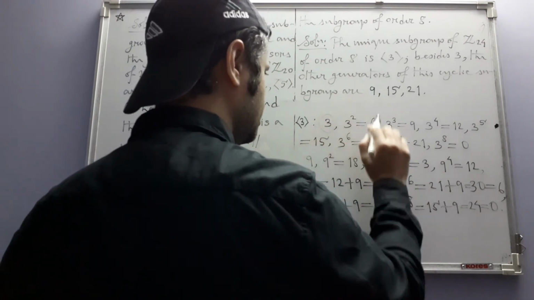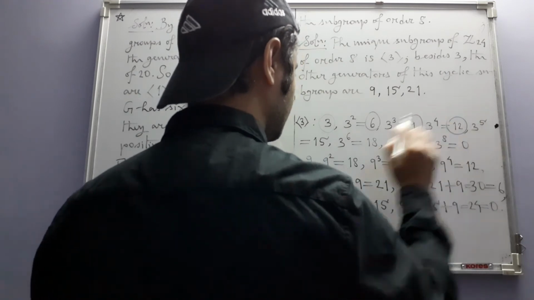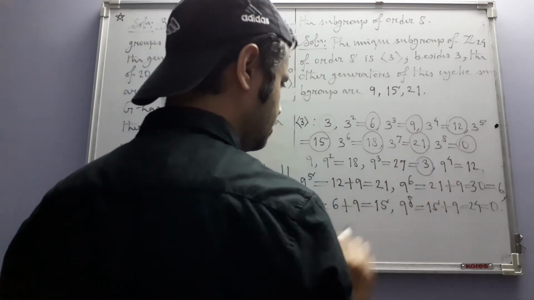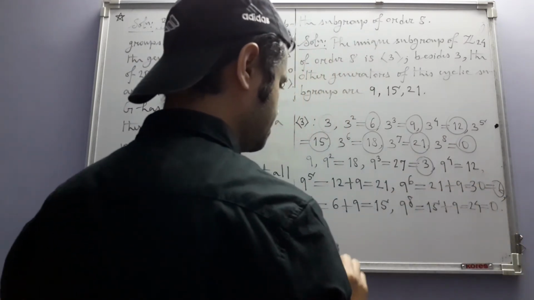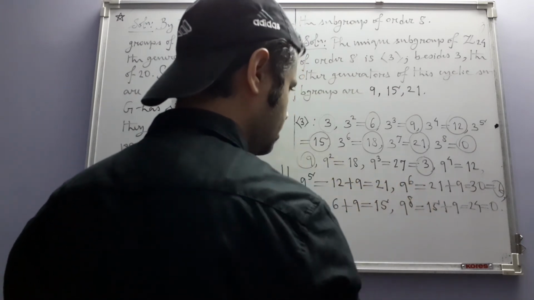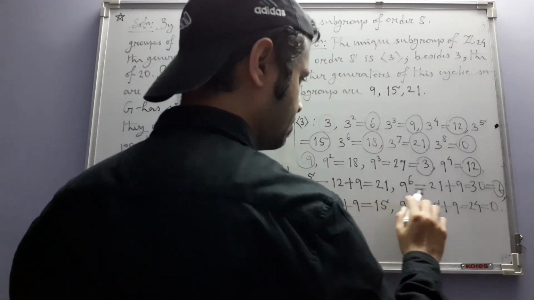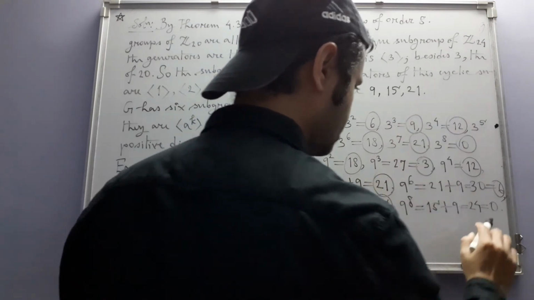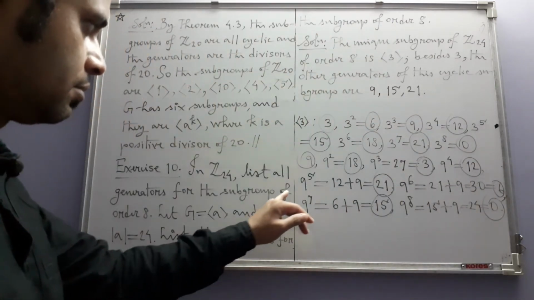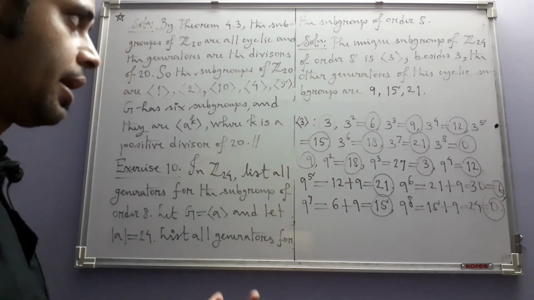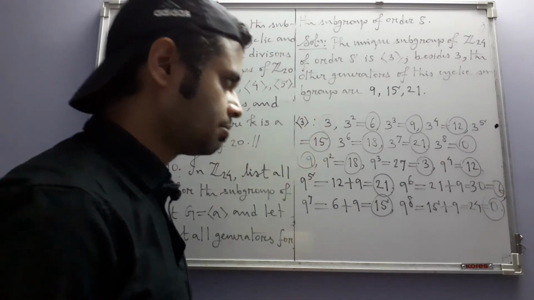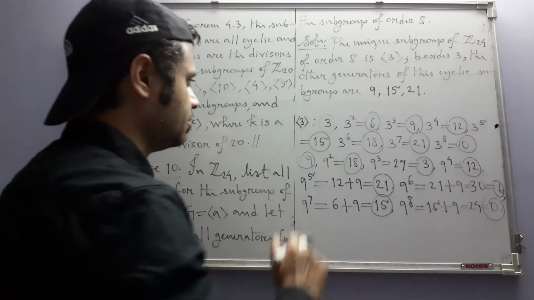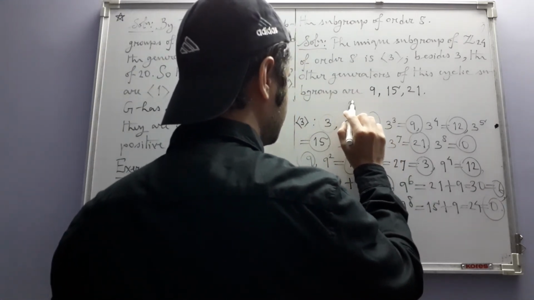The elements are 3, 6, 9, 12, 15, 18, 21, 0, 3, 6, 9, 12, 15, 18, 21, 0. Yes. So yes, 9 actually does generate the cyclic subgroup 3. Why did I confuse this with what I was thinking? I mean, my thought was confusing me.